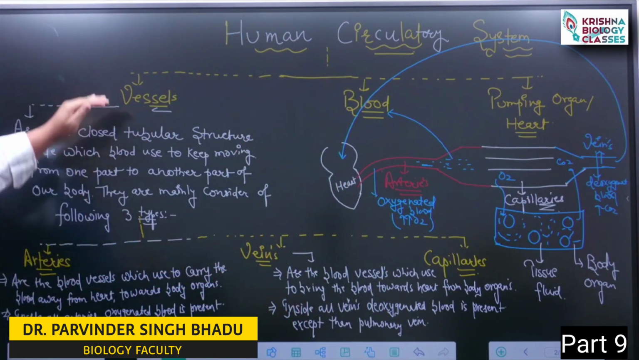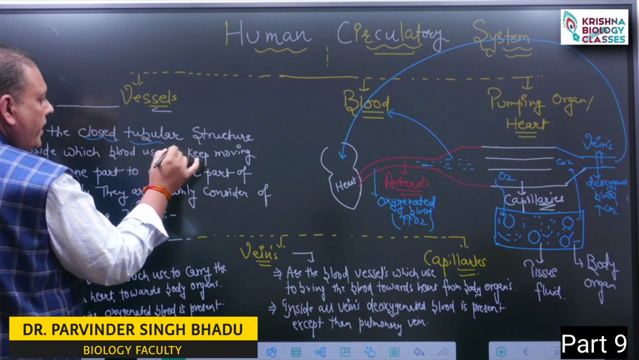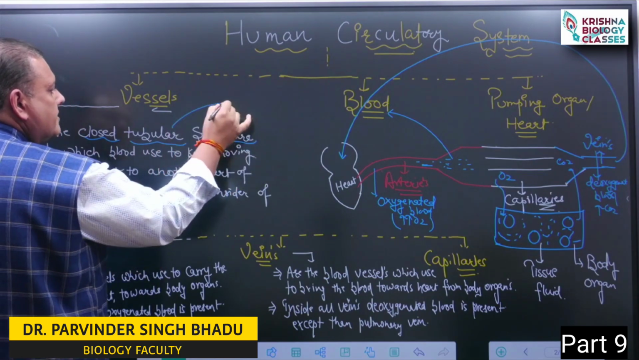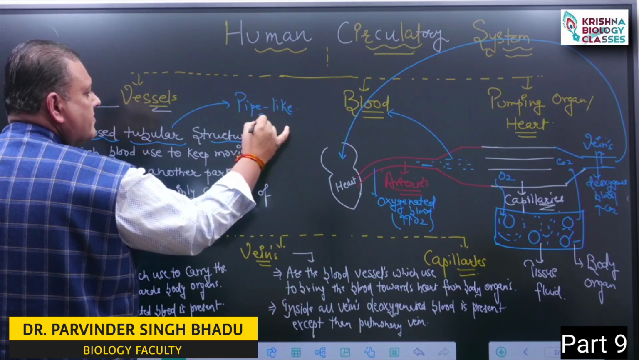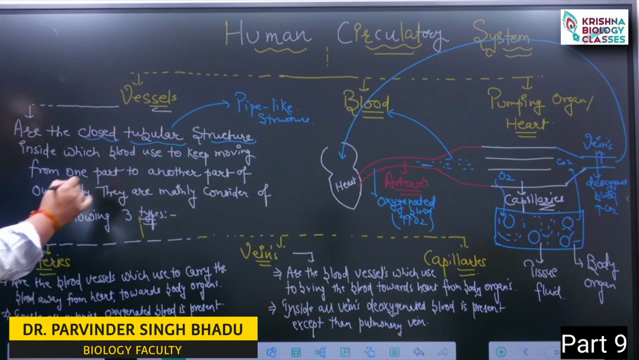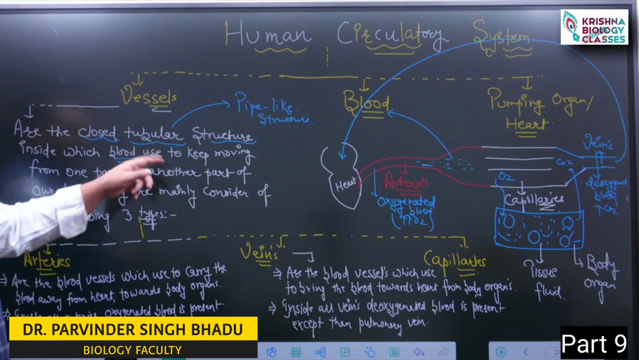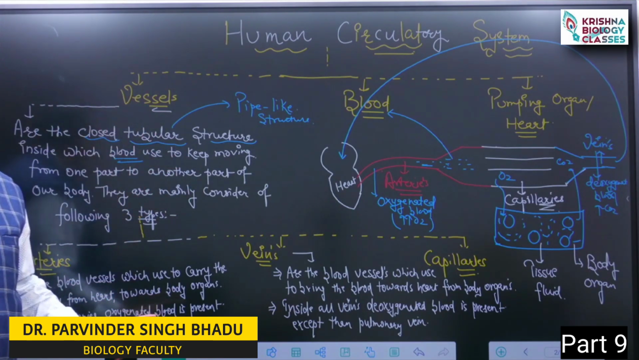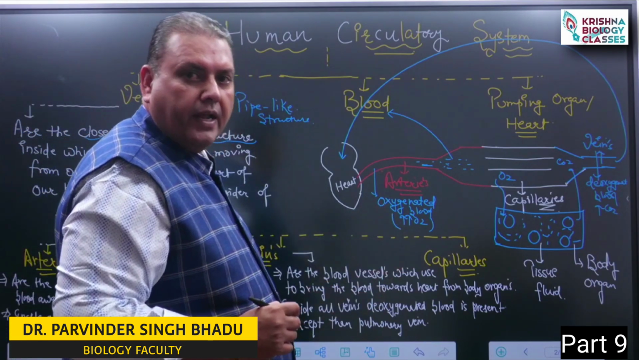When we discuss vessels, we say vessels are closed tubular, pipe-like structures inside which blood keeps moving from one part of our body to another, and these vessels are mainly of three types. They are arteries, veins and capillaries.